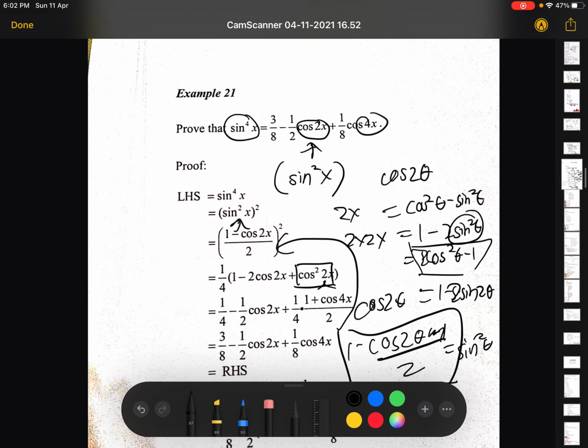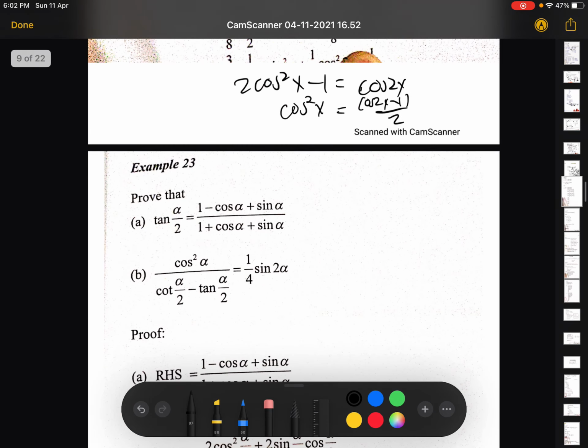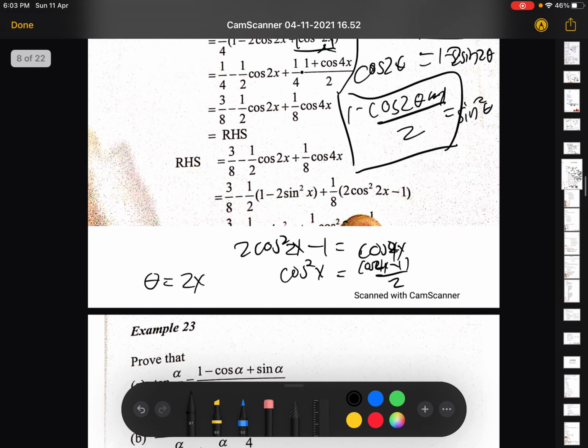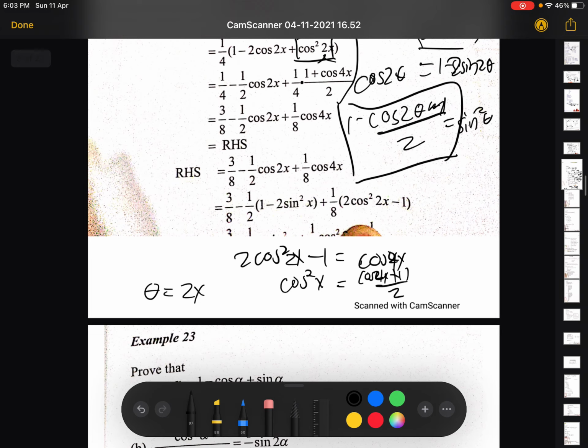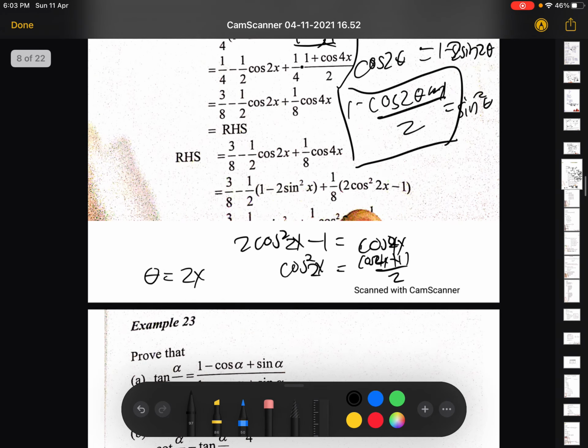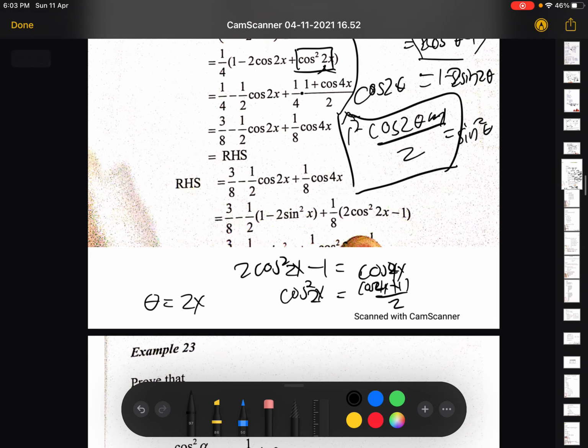The reason why you don't want to convert it back is because you want to find 4x. But how the heck do you find 4x? If you let theta equal 2x for once, then you will get 2 cos square 2x minus 1 equals cos of 2 times 2x, which is 4x. Now you see the connection here. Cos squared 2x is equal to cos 4x plus 1 over 2. You sub it in, and then you continue, and then you will get RHS.